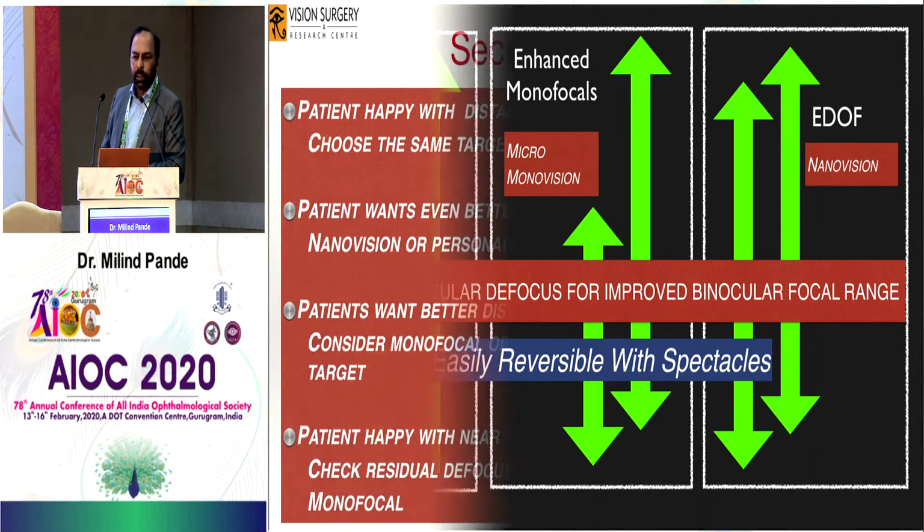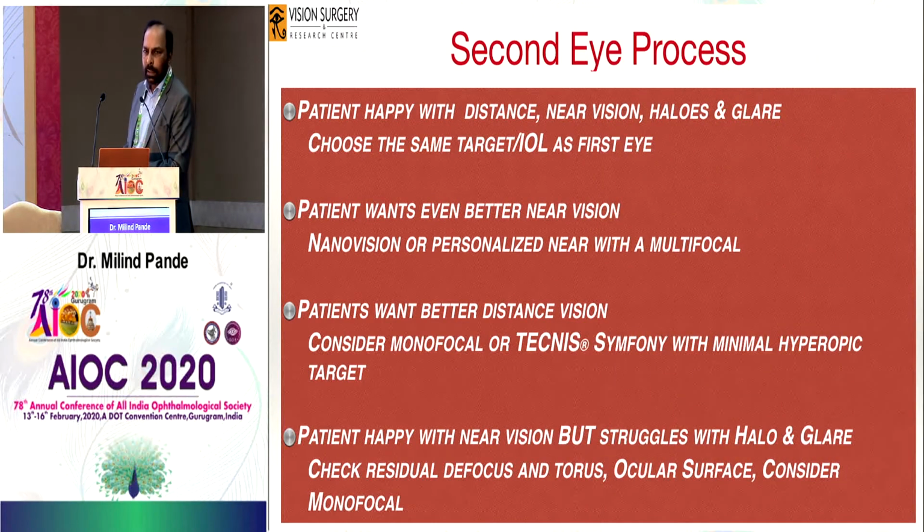Whichever way we do this, the actual process in my practice is this. We do the first eye, and at the second eye, if the patient is happy with everything, we just repeat the same thing. If the patient wants even better near vision, so they're happy with their distance vision, they're happy with their glare and halos, then you either put in half a diopter or 1 diopter of myopia in the second eye, or you personalize it with a multifocal lens which has more near vision performance.